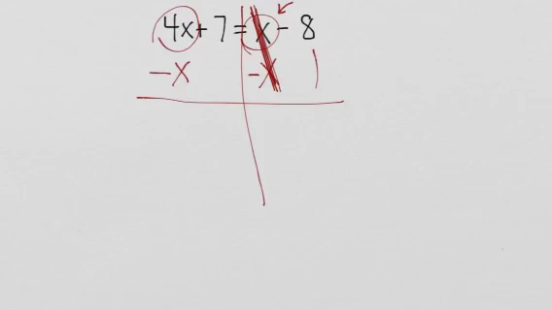I bring down the minus 8 on the right. On the left, remember this is a 1x. It's 4x minus 1x, which makes 3x. Bring down the plus 7.